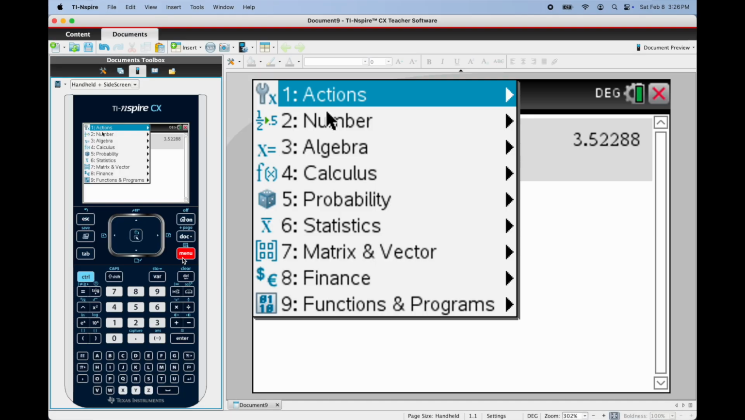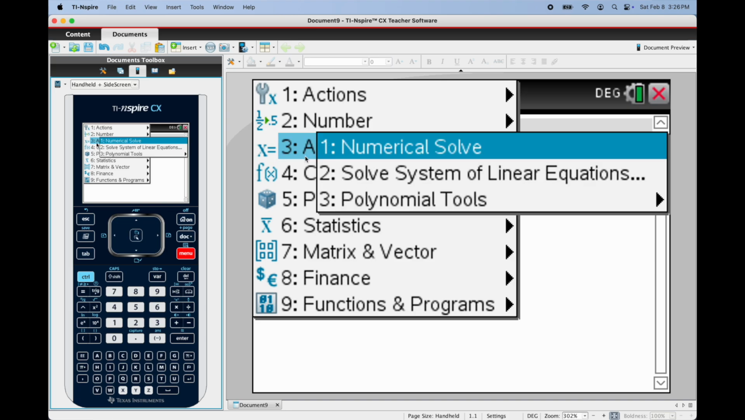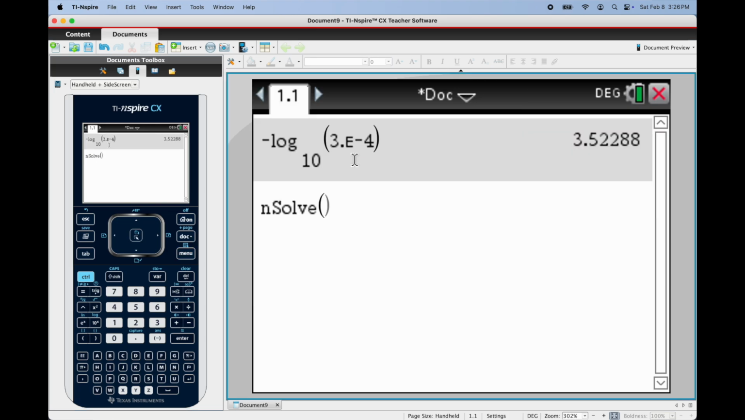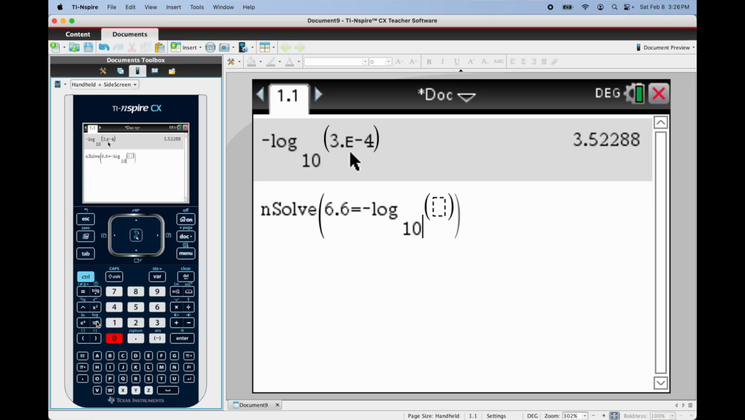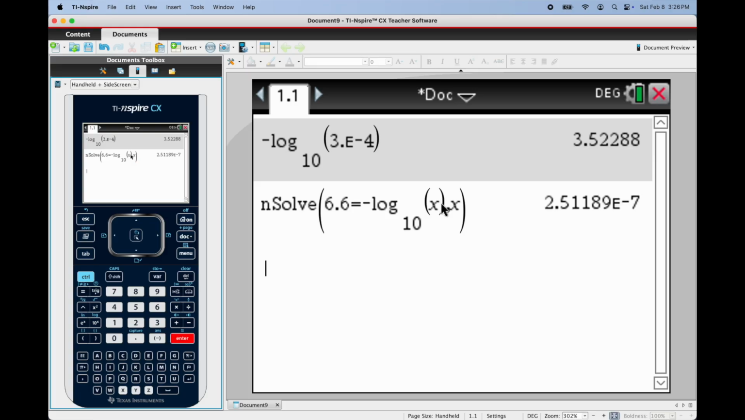So menu, algebra, numerical solve. We've got an equation. We have one unknown. 6.6 is equal to negative log base 10 once again, and we don't need to put H+ because it's just an unknown. We can call it H if we want. We can call it X. I'm going to call it X. So 6.6, the pH, is equal to negative log base 10 of X. What is that concentration of hydrogen ions? All right, and it gives us a super small number.